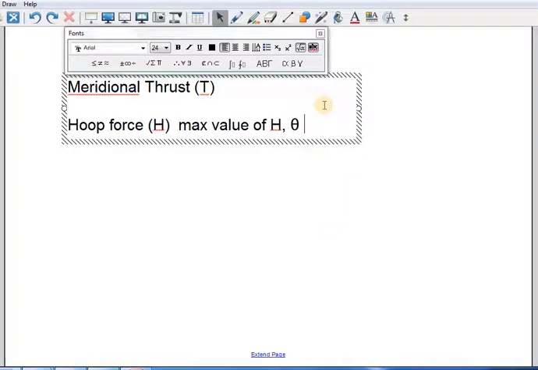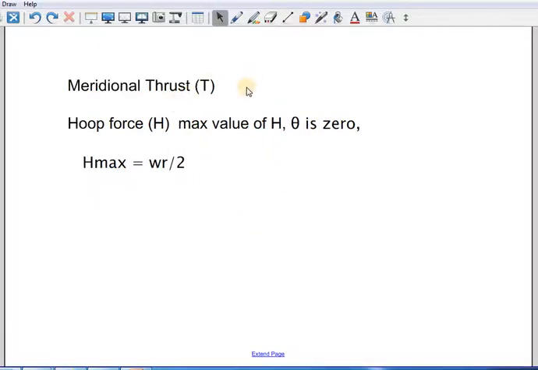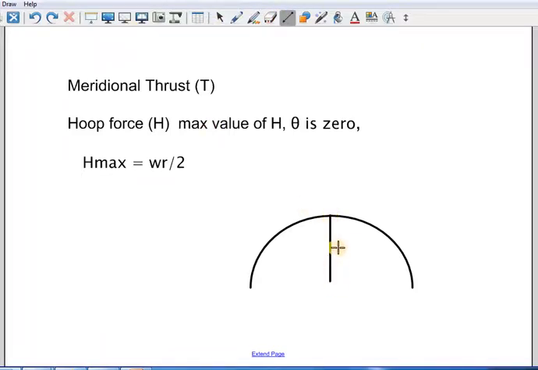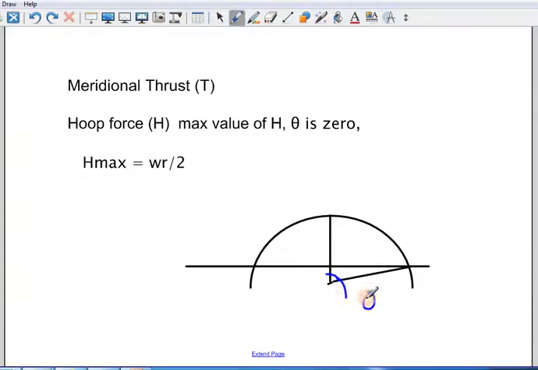When theta is zero, the maximum value H max is equal to WR by 2, which happens at the crown, at the top, if your DOME is like this. This point is your crown, and this is your center point. Let us say this is your theta. Think that our DOME is only up to here, a part of that circle. Theta is zero at the crown and increases from there, so at this point you have your H max, that is WR by 2.